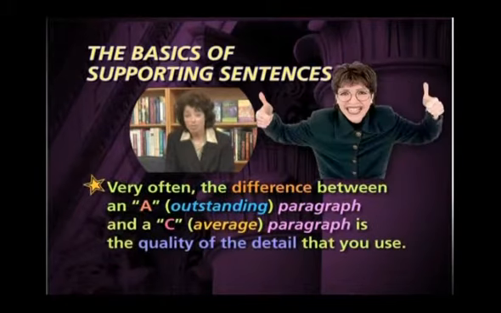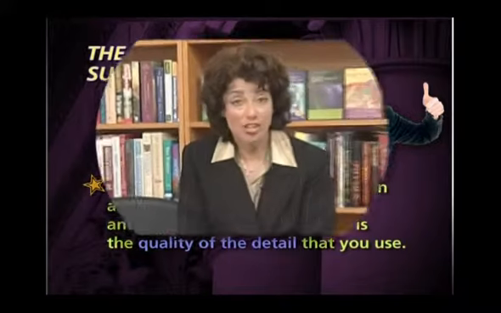Very often, the difference between an A or outstanding paragraph and a C or an average paragraph is the quality of the detail that you use. The better your detail, the better your support, the better your writing will be. So now what I would like you to do is to pause the program and find the details in this paragraph. Then come back.